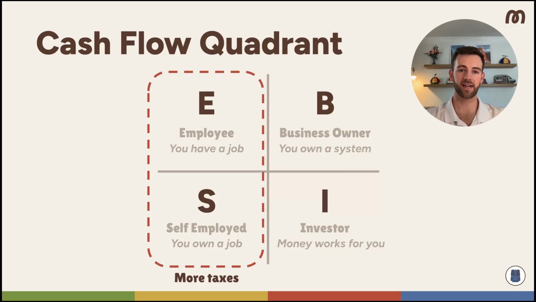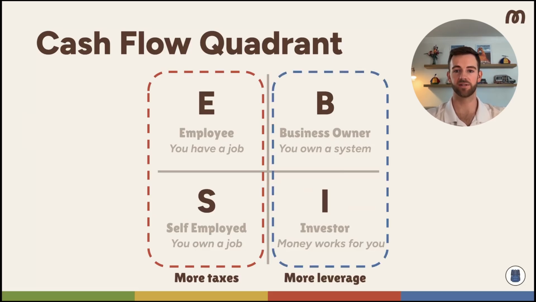And then the right side is a little bit different. So passive income from investments, long-term capital gains, and depreciation benefits from real estate can often be taxed at significantly lower rates than your paycheck. So moving right gives you more freedom, and it also gives you a more tax efficient structure at the same time. So you're getting a lot more leverage over your time and your money on the right-hand side. And the key to a financially free life is moving to the right side of the quadrant.